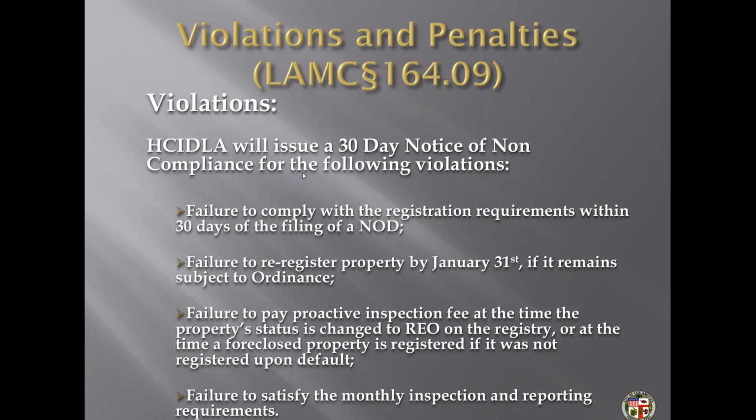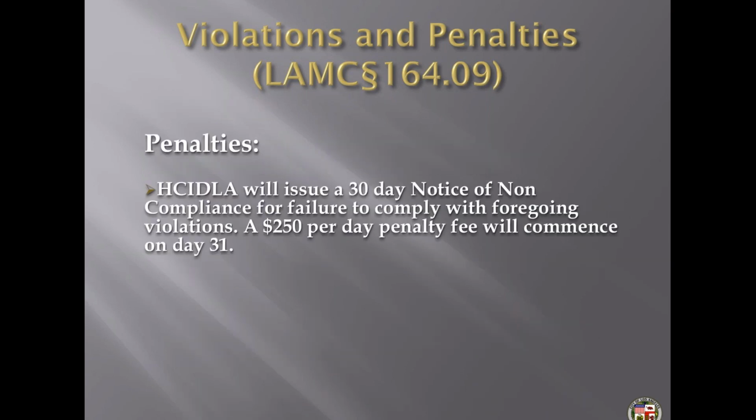So the ordinance states that if you fail to comply or fulfill some of the requirements after we issue a 30-day notice, for some of the following violations: failure to comply with the registration requirements within 30 days of filing the NOD, failure to re-register the property by January 31st if it remains subject to the ordinance, failure to pay the proactive inspection fee at the time the property status is changed from REO on the registry, or failure to satisfy the monthly inspection and reporting requirements.